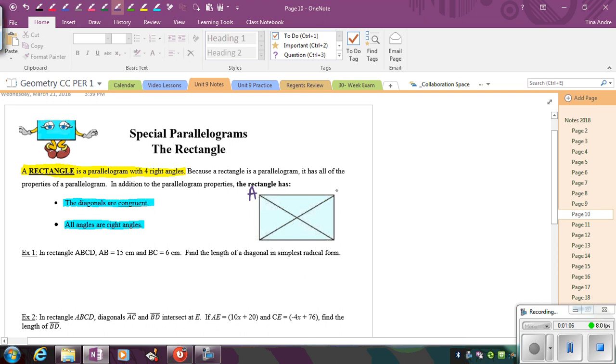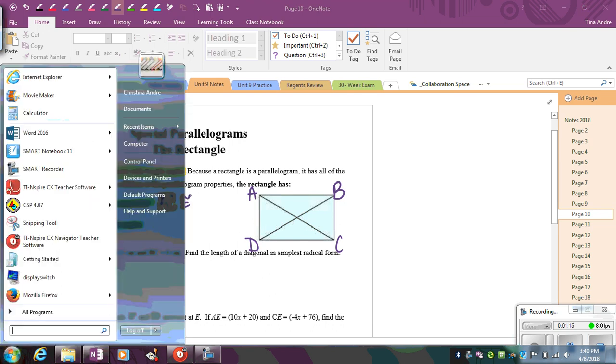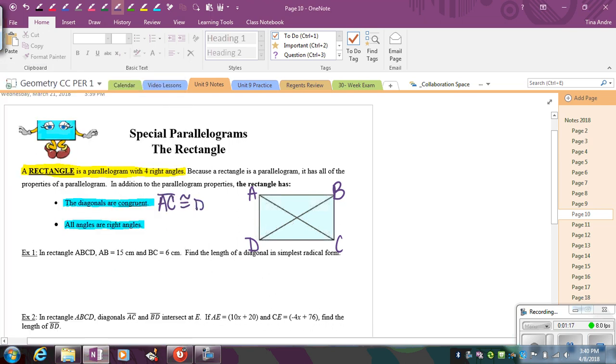Let's just put some letters on here, A, B, C, D. That means diagonal AC is congruent to diagonal DB, which, because the rectangle is a parallelogram, means that the diagonals are bisecting each other. And since they're congruent, that really means that all four parts here are congruent in a rectangle. So that's important to make note of.